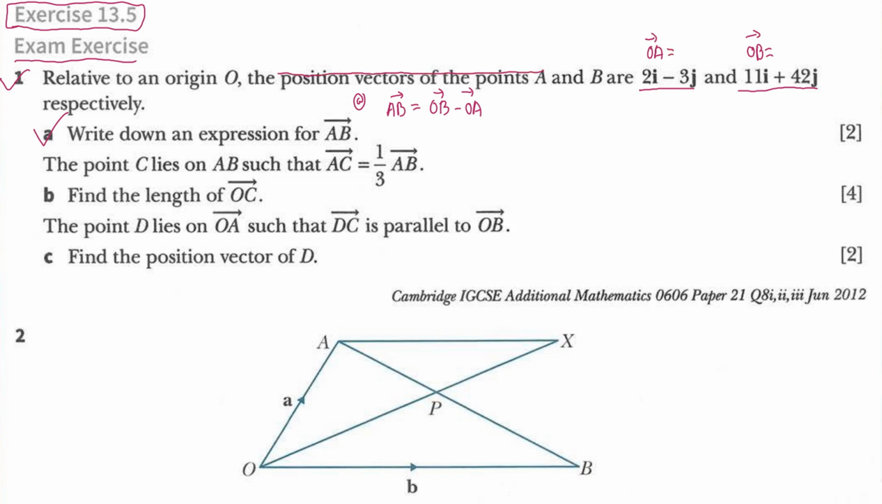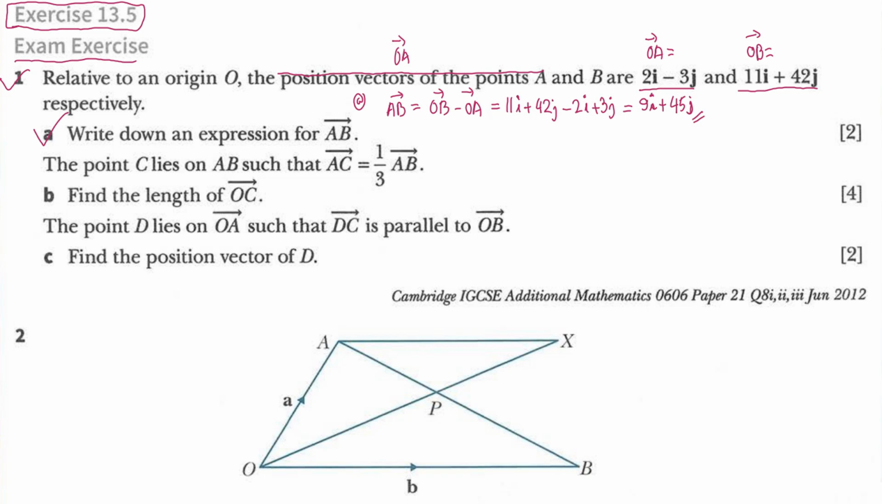Position vector of A means OA, and position vector of B means OB, so just put in the respective vectors. OB is 11i plus 42j, minus OA, which is minus 2i plus 3j, because minus minus makes a plus. 11 minus 2 is 9i, and 42 plus 3 is 45j. That is in terms of i and j, and this is our answer for the first part.